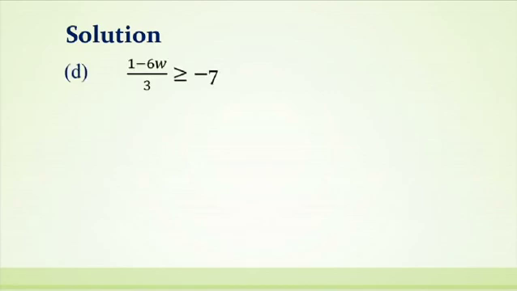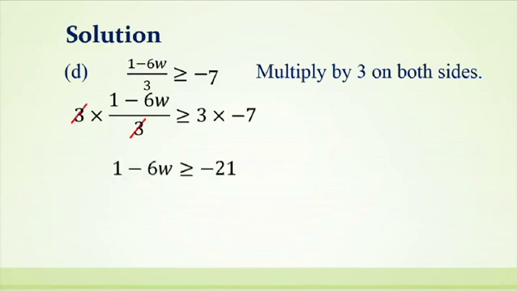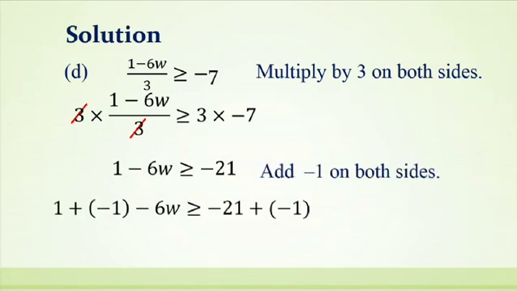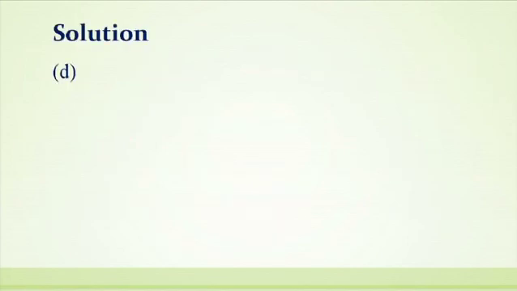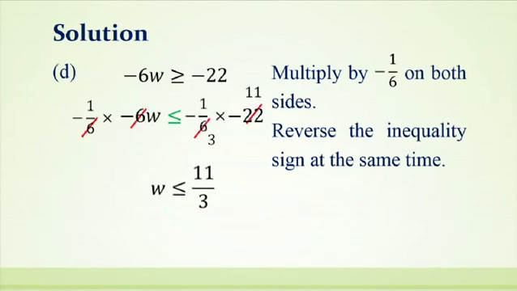Part D, (1 - 6w)/3 ≥ -7. So I multiply by 3 on both sides. I have 1 - 6w ≥ -21. I add -1 on both sides. Now I have -6w ≥ -22. So I multiply by -1/6 on both sides and I reverse the inequality sign. I get w ≤ 11/3.